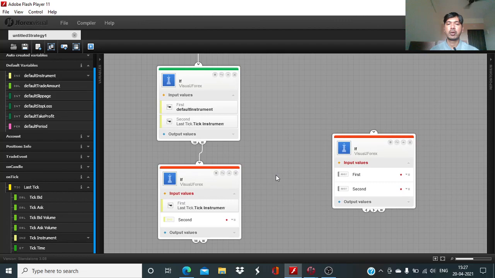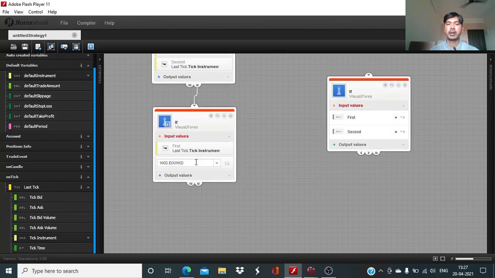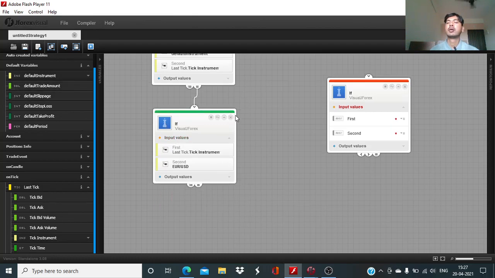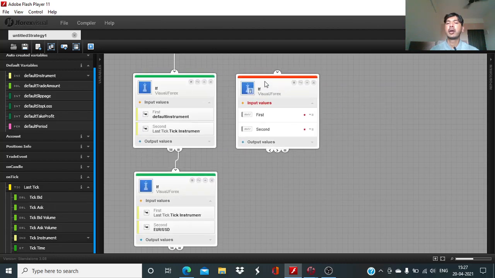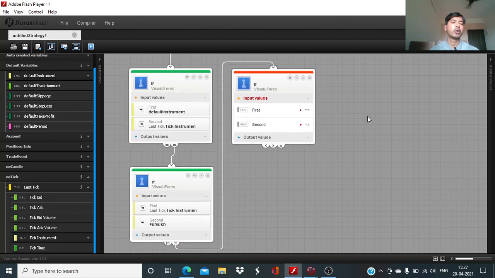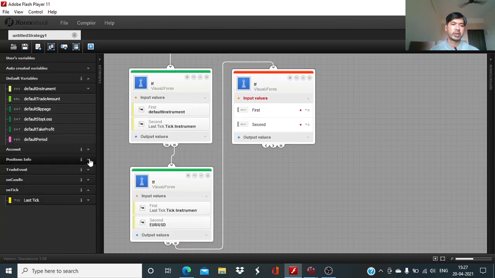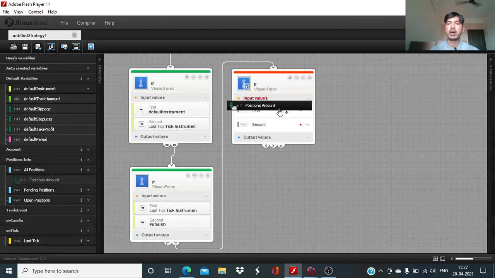This is going to be equal, and then the tick instrument should match Euro USD. Okay, let us find. Here it is. Good. And this should also be equal to first input equals second input, and position info, all position amount needs to be equal to 0.